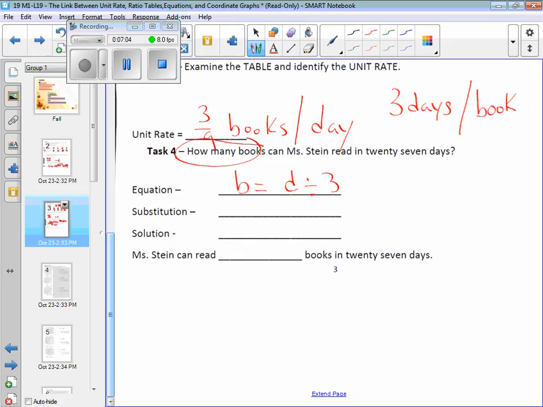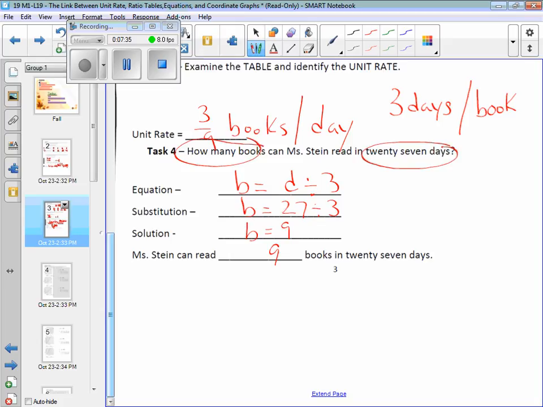Now look in the word problem and look for the keywords. Well, how many days? Right. 27 has to be substituted in for D. And then you're home free, because we get the answer to how many books that is. Marcus. 9 books in 27 days. We good?